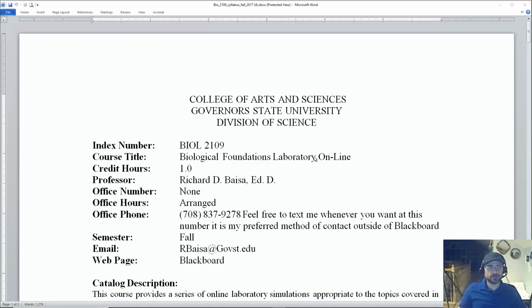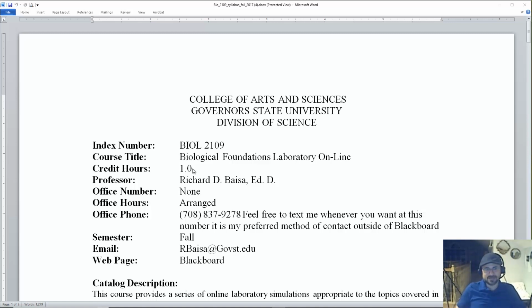So, you are in the Biology Foundations Laboratory. This is a completely online lab. The class is worth 1 credit hour. That 1 credit hour sometimes can be a little bit deceiving, because normally in the sciences a 1 credit hour lab is weighted differently than you would think of a 1 credit hour traditional course.